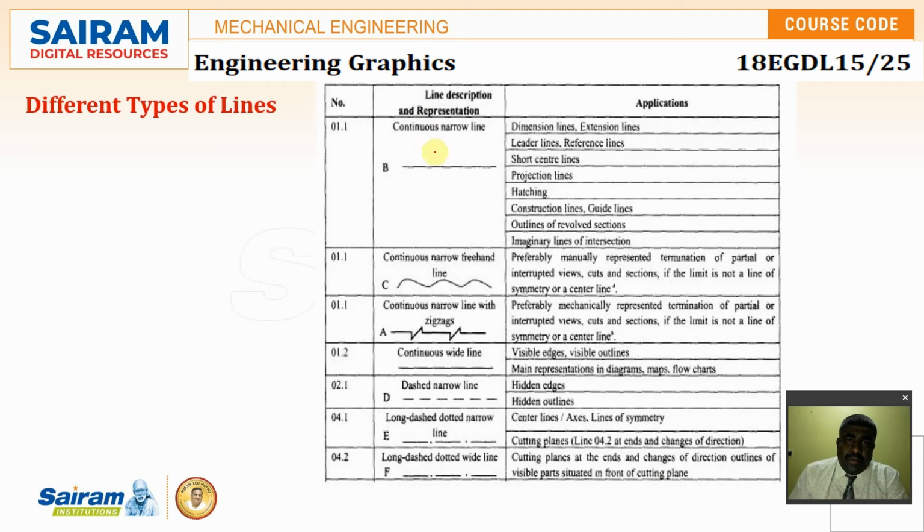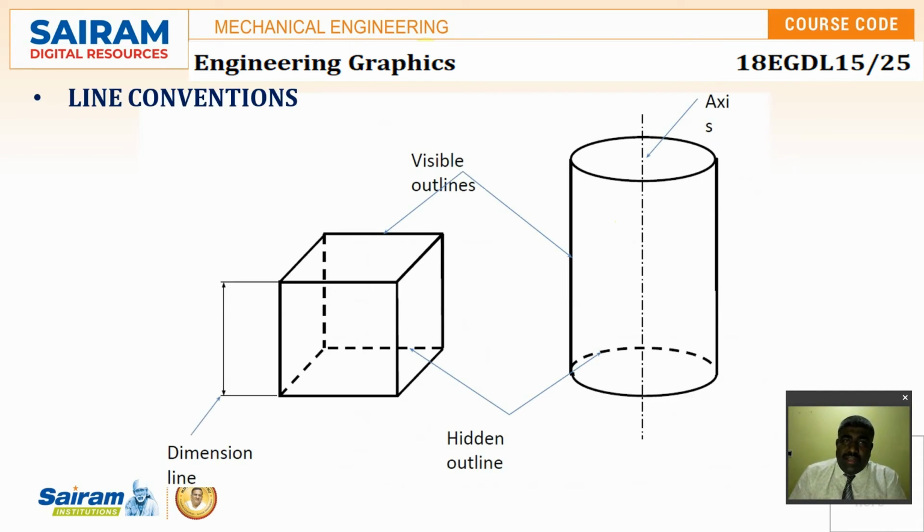There will be continuous narrow lines and continuous narrow freehand lines, used for the limits of partial views or cut sections. Zigzag indicates partial or interrupted views. Continuous thick line indicates visible edges or visible outlines. Dashed line indicates hidden lines or hidden outlines. And there will be long line and dot, which indicates axis lines and other things. So these are the different lines you can use for the projection, and it shows the line conventions: visible outlines, hidden outlines and axis line.